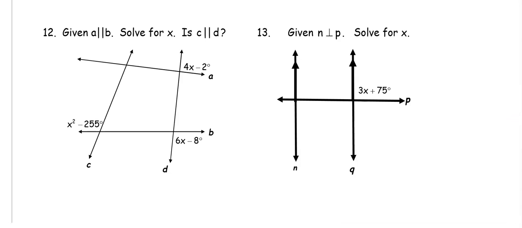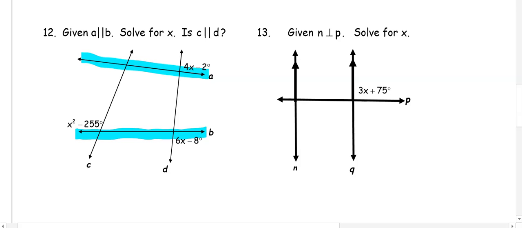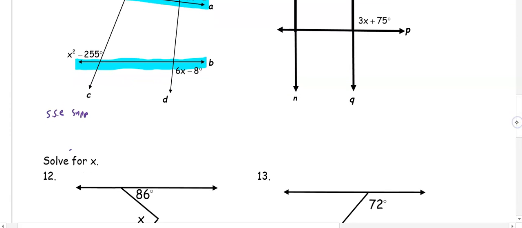Number 12, given that A is parallel to B, is C parallel to D? So first of all, we know right now that A is parallel to B. So the other two lines right now are transversals. So I want to use the line that has two angles at it. So I want to use angle D. If I look at 4x minus 2 and 6x minus 8, they are same side exterior angles, so they are supplementary.